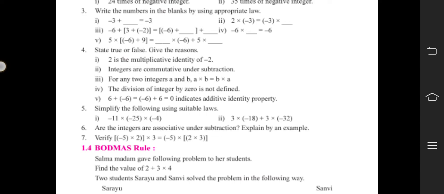So first one, the answer is false, because 1 is the multiplicative identity.